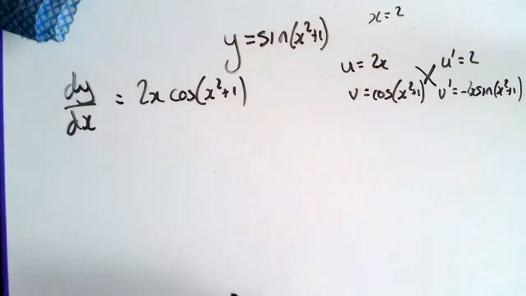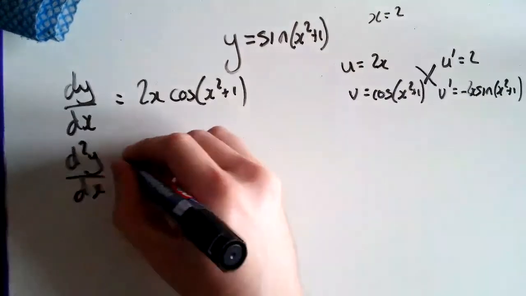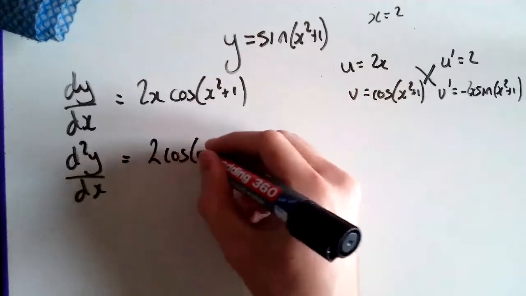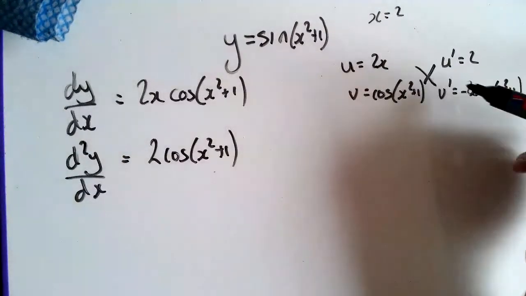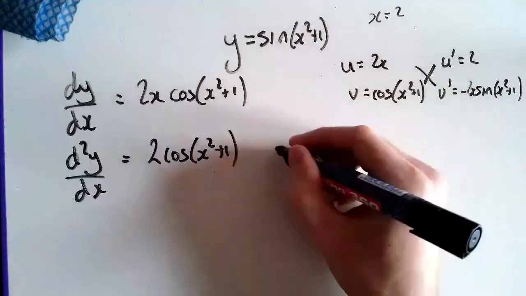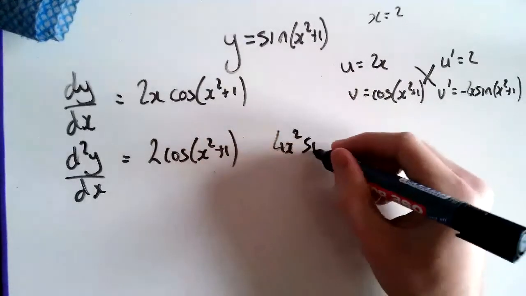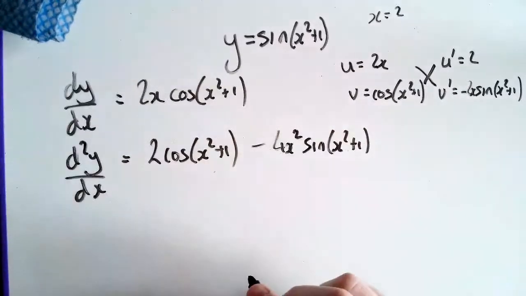So do the padding. So the second derivative is, well, 2 times cos, so 2 cos of x squared plus 1. And then 2x times minus 2x sine of x squared plus 1 gives me 4x squared sine of x squared plus 1. And I'm going to have a plus and a minus, so I'll just make it a minus.